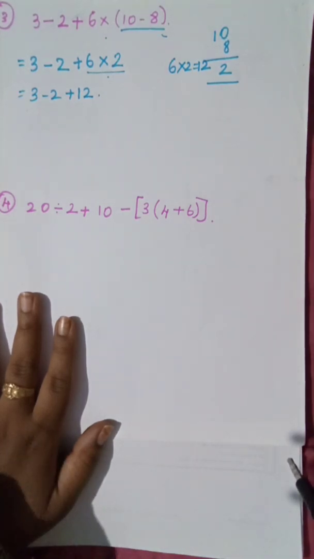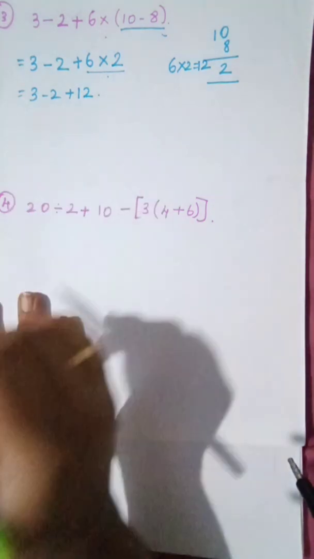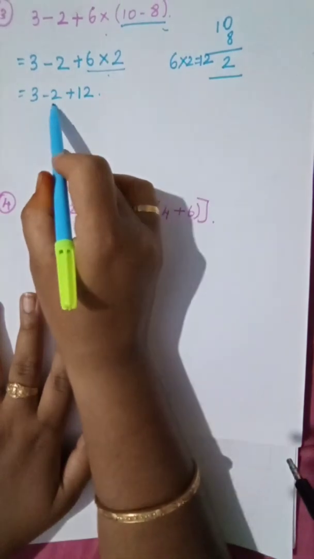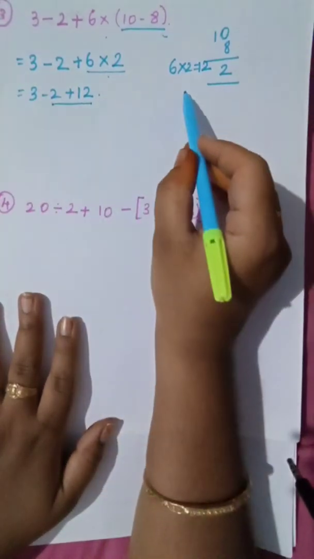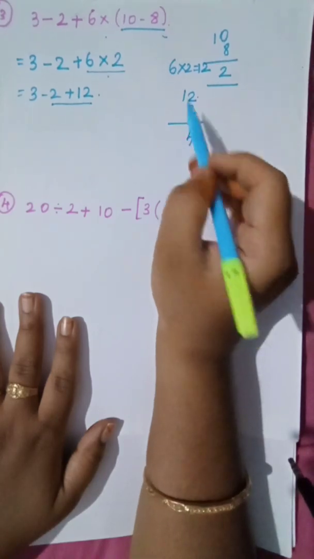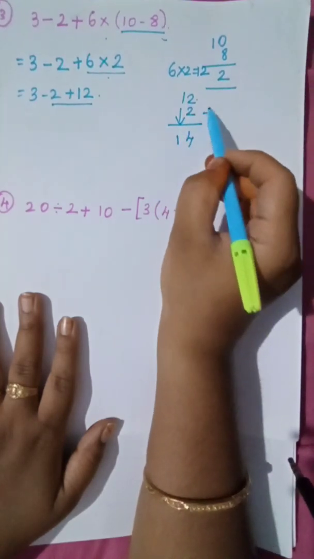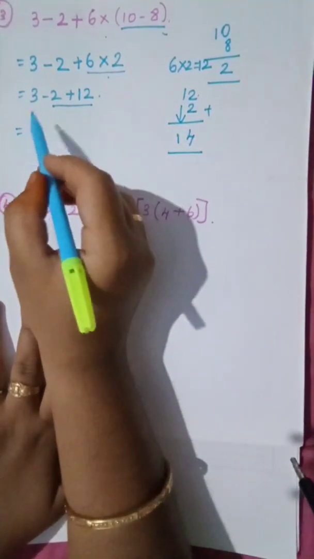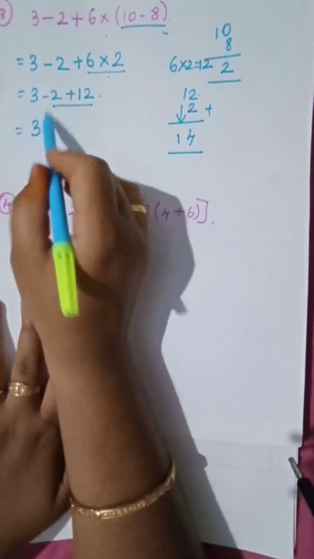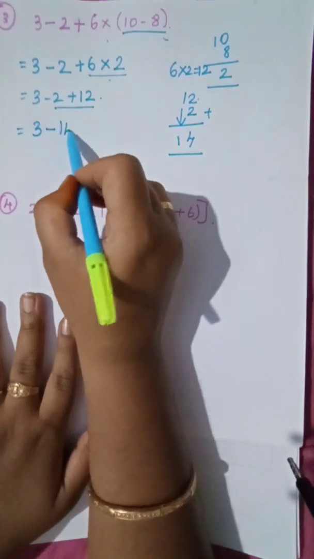So after multiplication what is the rule? Addition. Can we see any addition symbol there? Yes. So what is the addition there? 2 plus 12. So what is 12 plus 2? 2 plus 2 is 4. 1 should come as it is. So you have to write the number as it is with the negative symbol and 14. Clear?